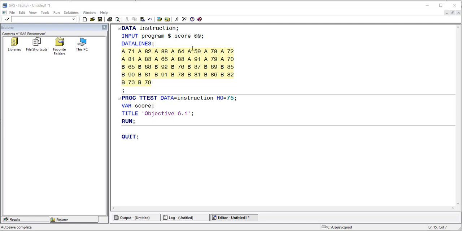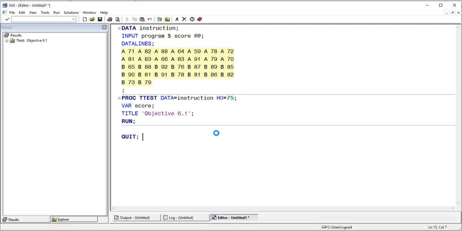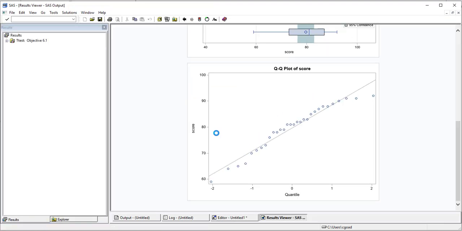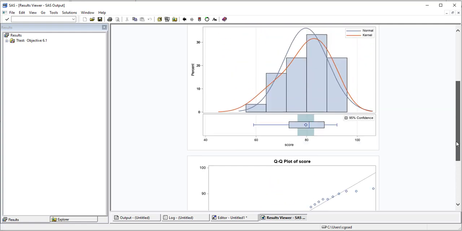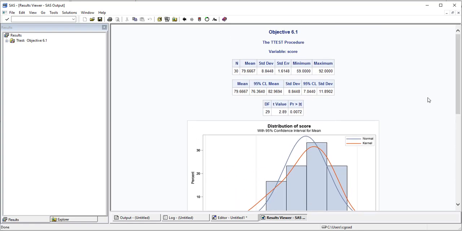So if we submit this code, it takes a little bit longer when I'm recording to run even the simplest of programs.